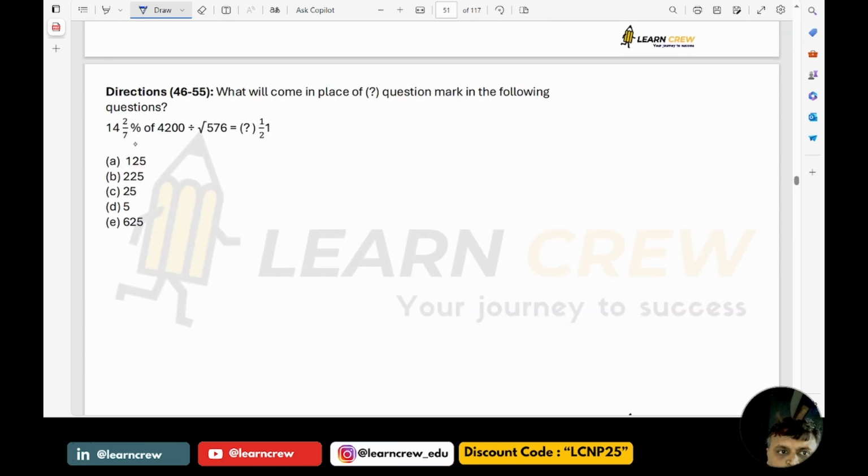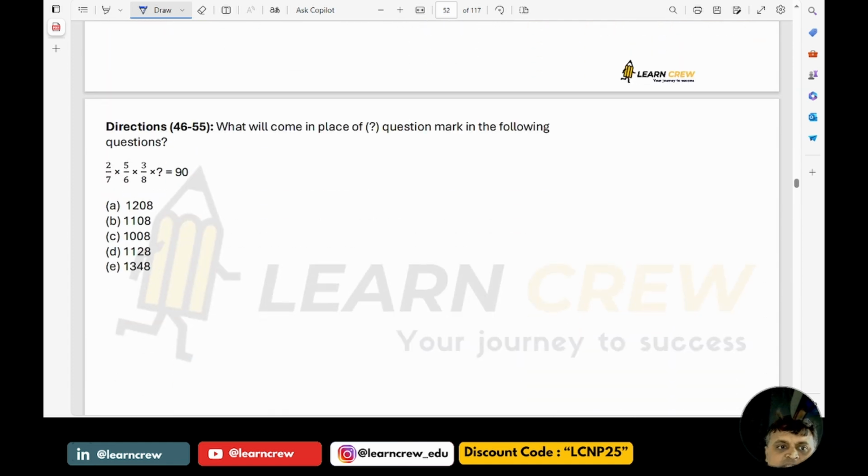Next, 14 2 by 7 percentage means 1 by 7th. 1 by 7th of 4200 root 576 divided by root 576 is 24 is equal to how much? x power 1 by 2, that is root x. Okay. So now what you are going to get? 7 600s are 24 25s are. So x should be 25 square, which is 625. So answer is 625. Next question.